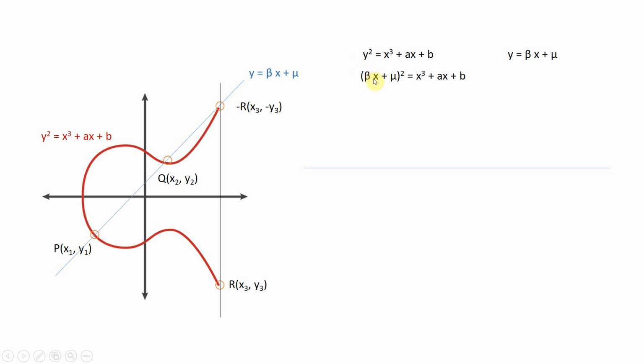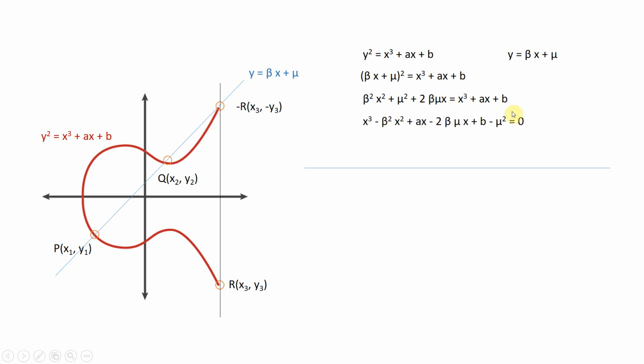The first term's squared value plus the second term's squared value plus 2 times the first term and the second term, and this becomes beta squared x squared, that's the squared value of the first term, plus mu squared, the squared value of the second term, and 2 times beta mu x is equal to x to the power of 3 plus ax plus b.